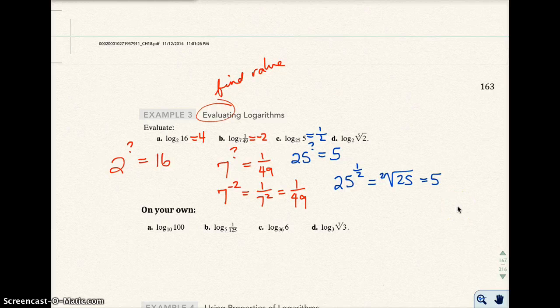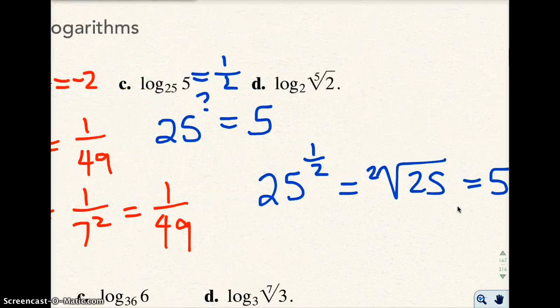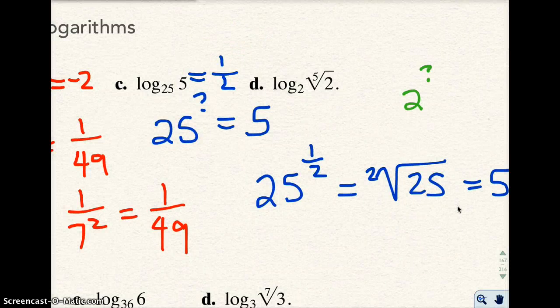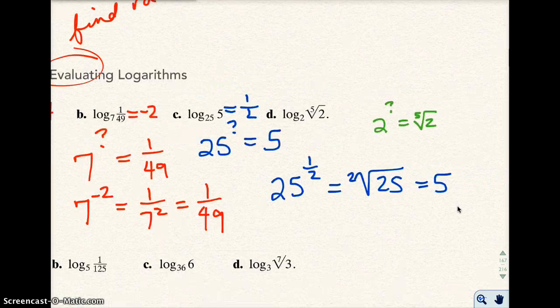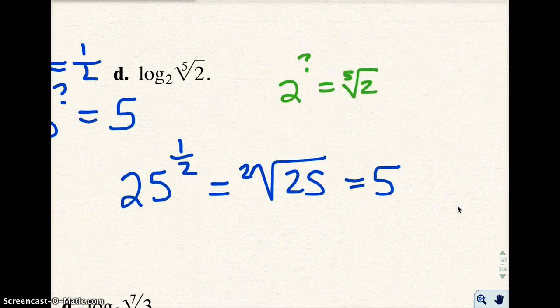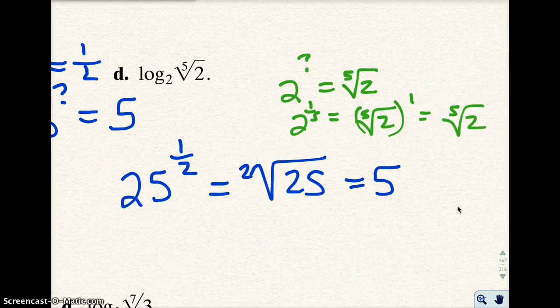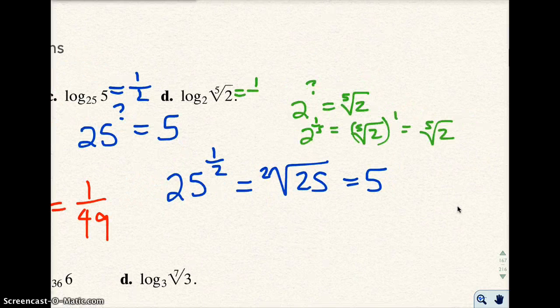Okay, and then the next one, part D, 2 to what exponent will give me the 5th root of 2, and that would be 1/5. Okay, so because 2 to the 1/5 equals the 5th root of 2 to the 1st power, which is equal to the 5th root of 2. That would be 1/5.